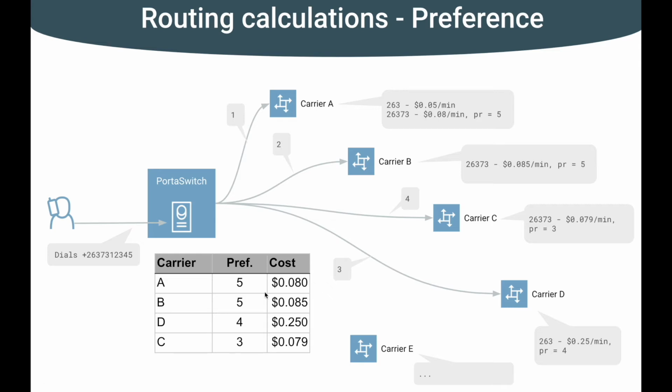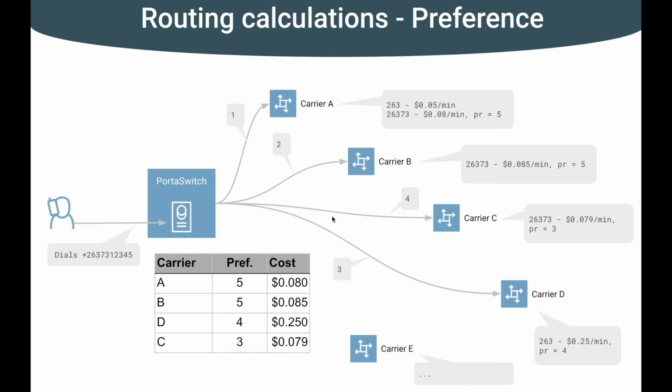Preference 5 is the default parameter, so we didn't need to modify anything on our web interface. We just needed to modify it for carrier D and C. Carrier C moved to the bottom of the list, having the lowest preference. So if the customer dials the same exact number, now carrier A will be at the top of the list and carrier C will be at the bottom of the list.